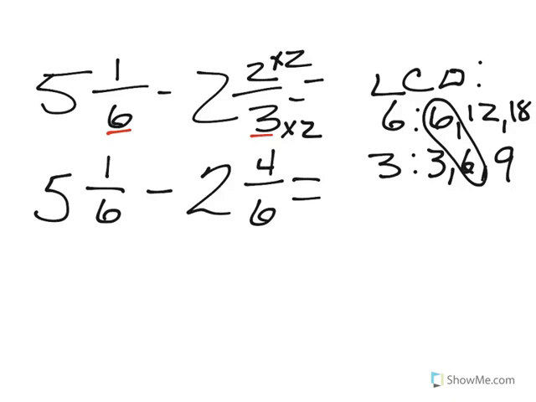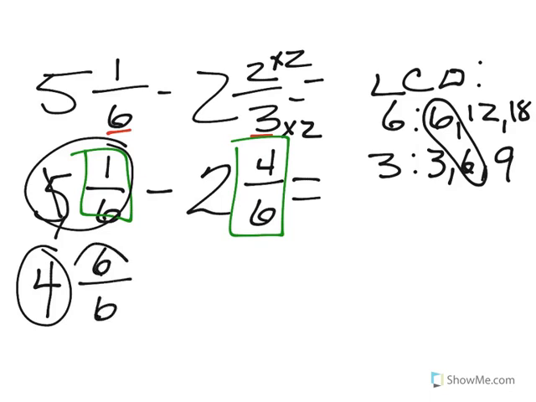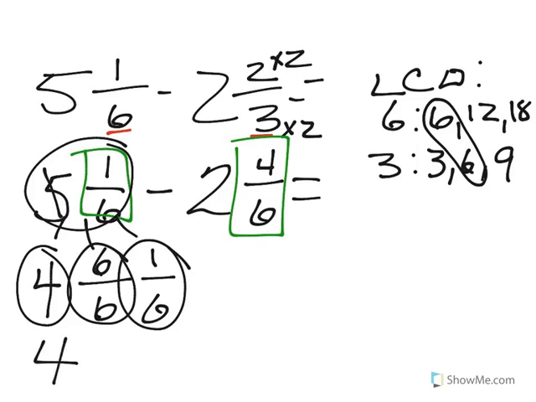Now, my problem is I have 1/6, and I need to subtract 4/6, and I can't do that. So I need to borrow. My 5 is going to become a 4. The one that I borrowed is going to become 6/6, and I already had 1/6. So when I put that together, I'm going to have 4 and 7/6.